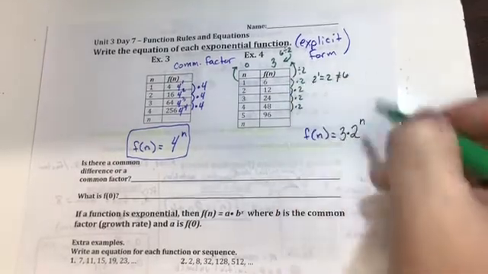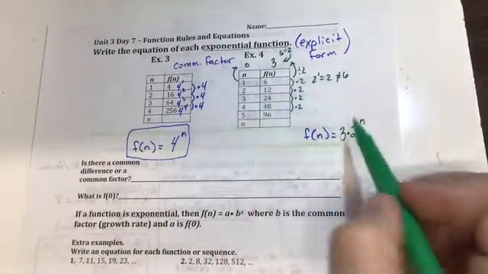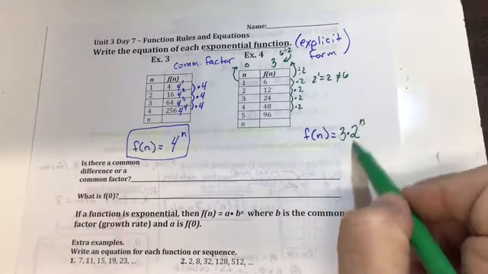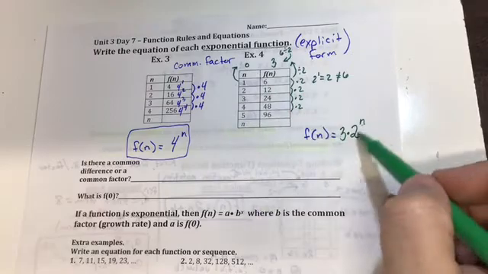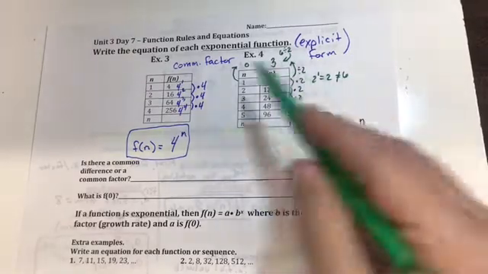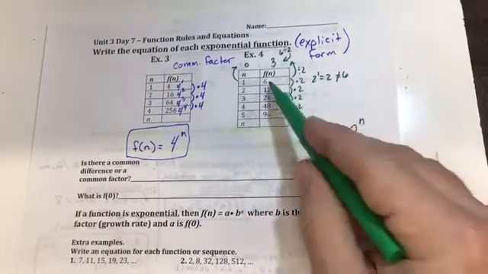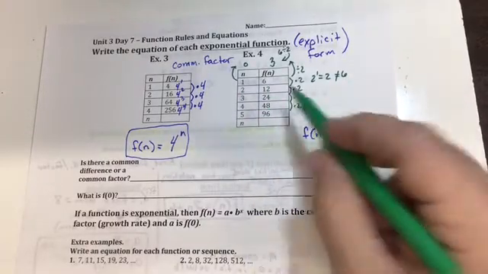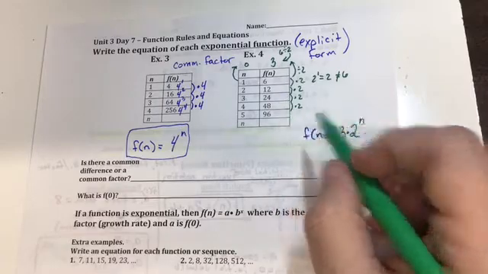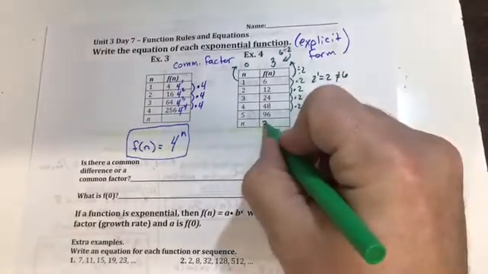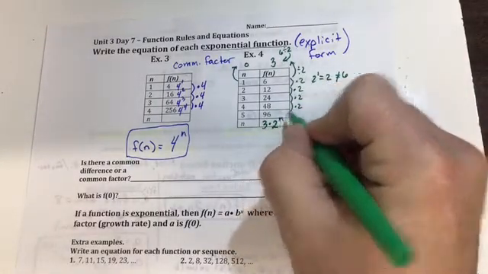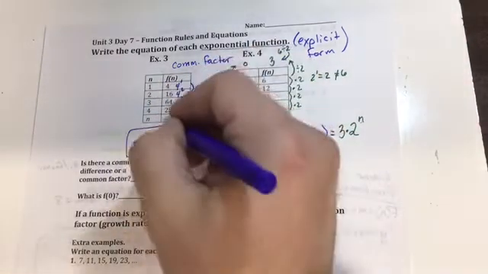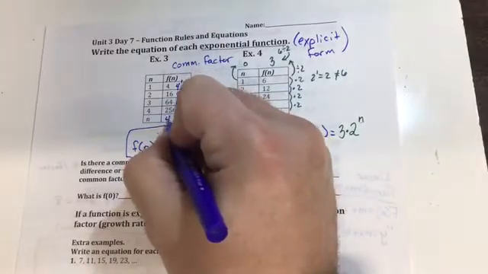Because now if I plug this in, if I do 2 to the 0 power, that's 1. Remember, anything to the 0 power is always 1. 1 times 3 is 3. 2 to the first power is 2. 2 times 3 is 6. 2 to the second power is 4. 4 times 3 is 12. And you notice that that fits the pattern now. So this would be our function rule: 3 times 2 to the n. Just like in example 3, the one we just did, it was just 4 to the n.